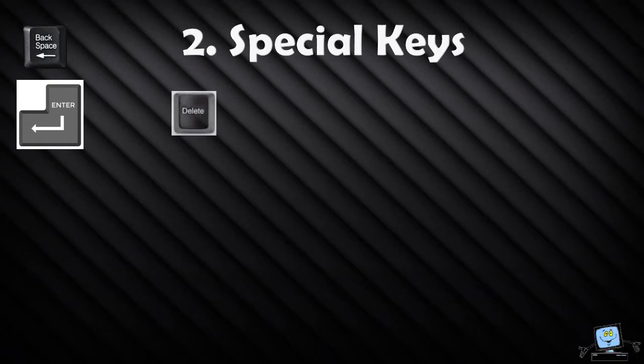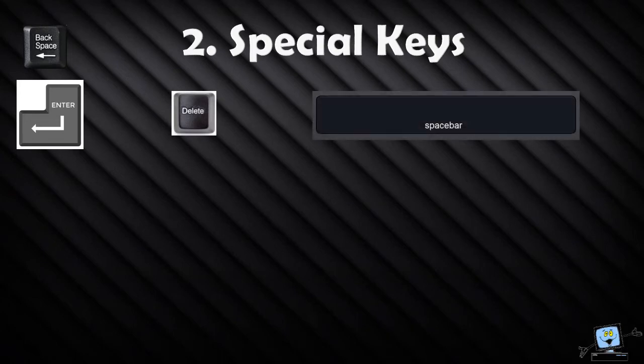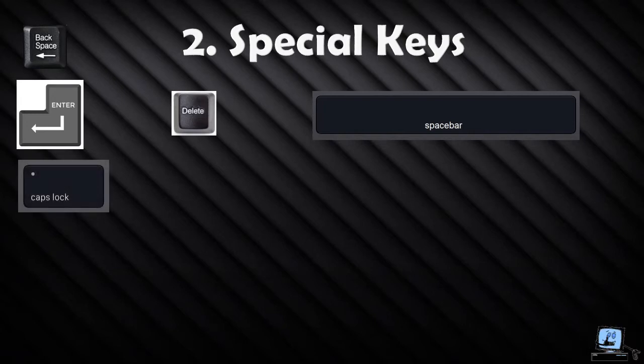Third is delete key. It erases the text after the cursor. Fourth is spacebar key. It is the longest key in the keyboard and it is used to give space between words or numbers. Fifth is caps lock key. It is used to type capital letters.